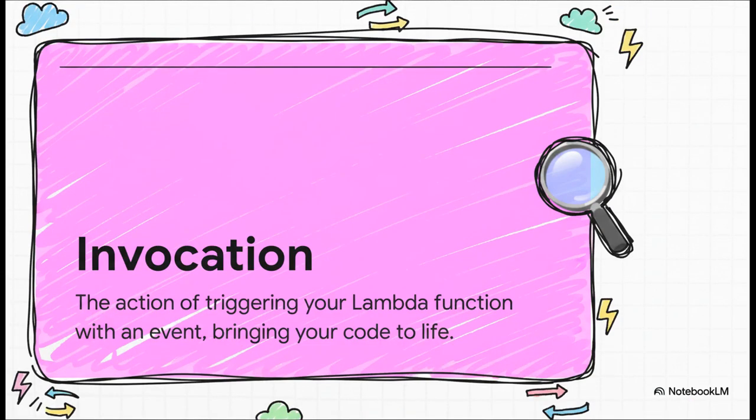And that signal has a name. It's called an invocation. I love this analogy of a spark. It's the perfect way to think about it. An invocation is just the action of triggering your function. And you almost always do that by passing it some data, which we call an event. This action, this spark, is the fundamental thing that makes all of serverless work.